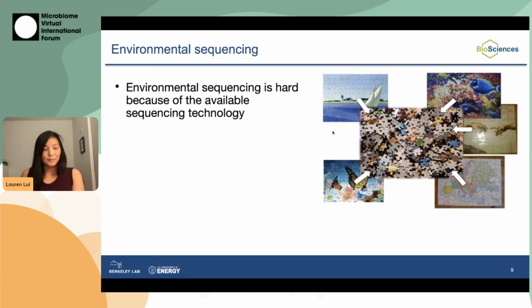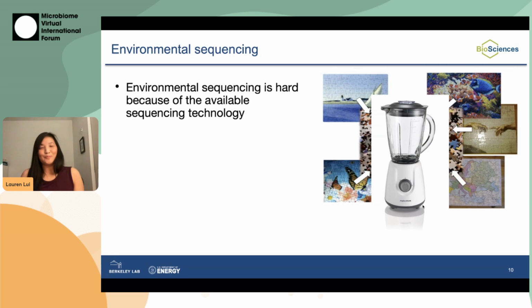And so the way to think about this is, if each genome was a puzzle, and then you dumped all the puzzle pieces into a box and then tried to reassemble each of the puzzles, that's kind of what environmental sequencing is like. But it's really worse, because it's like throwing it into a blender and then trying to reassemble all the puzzles, because of the way that Illumina sequencing works.